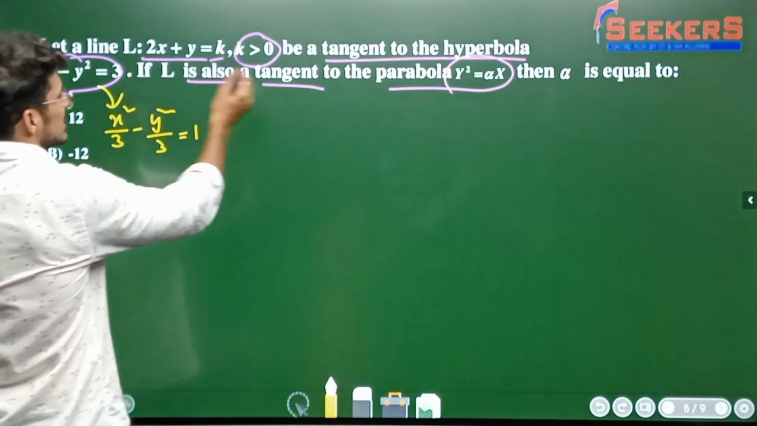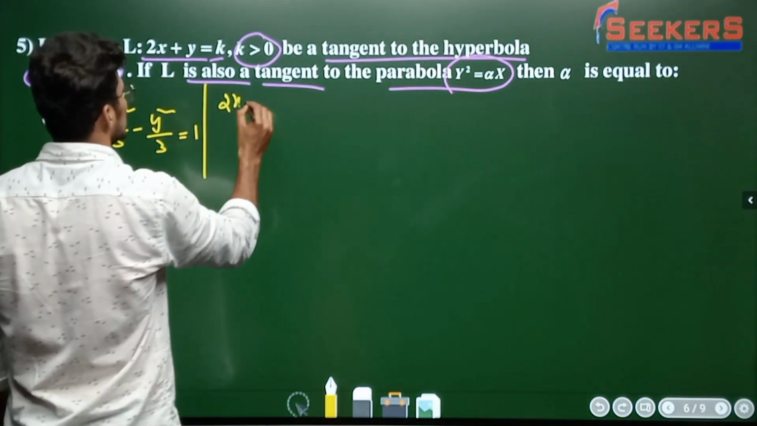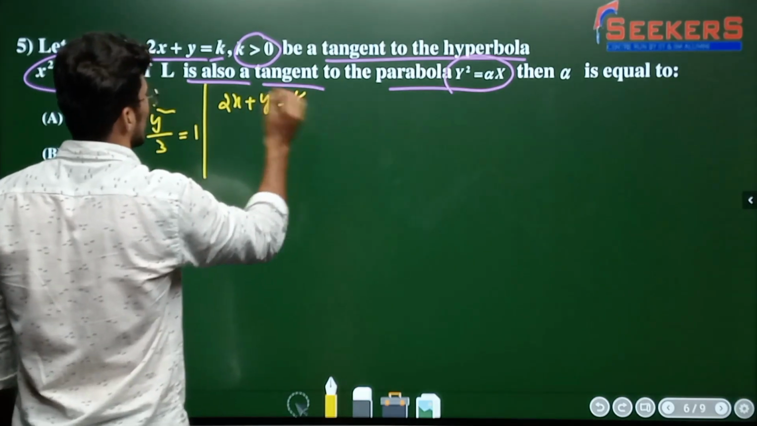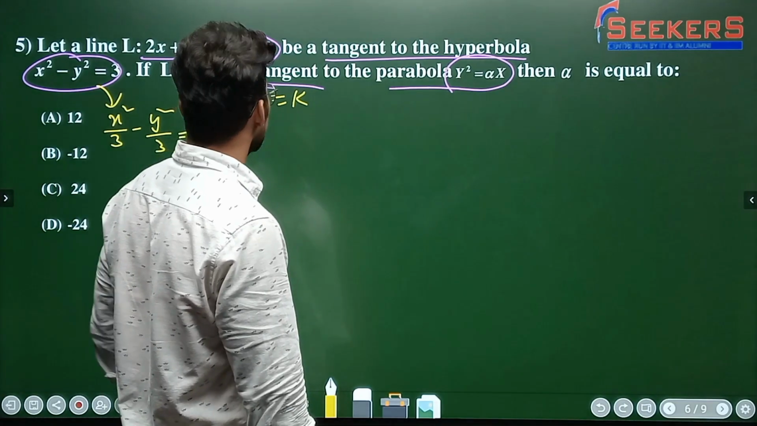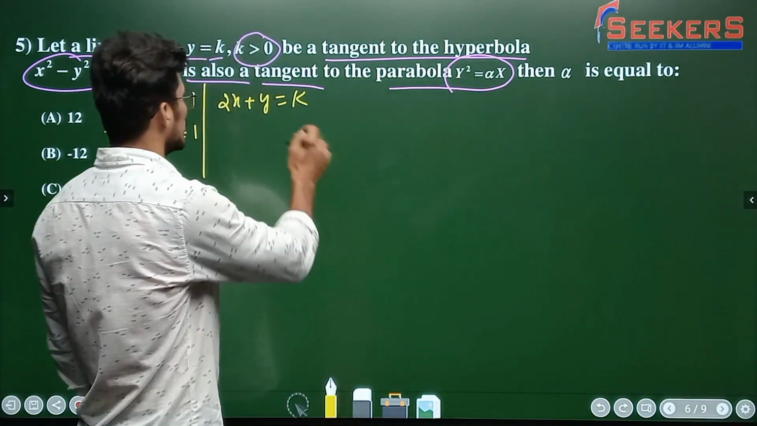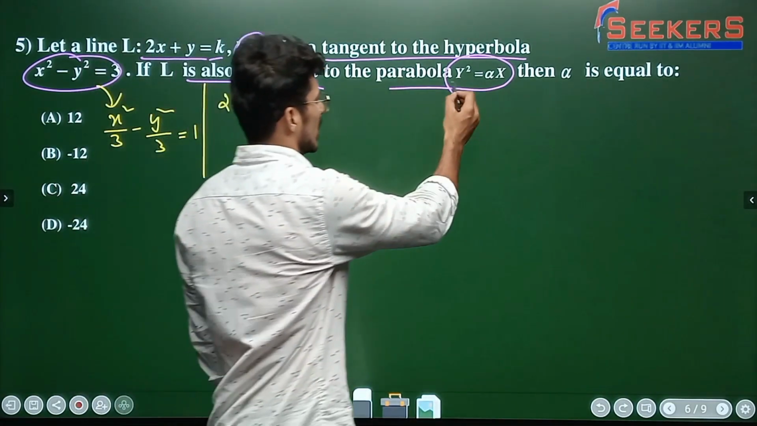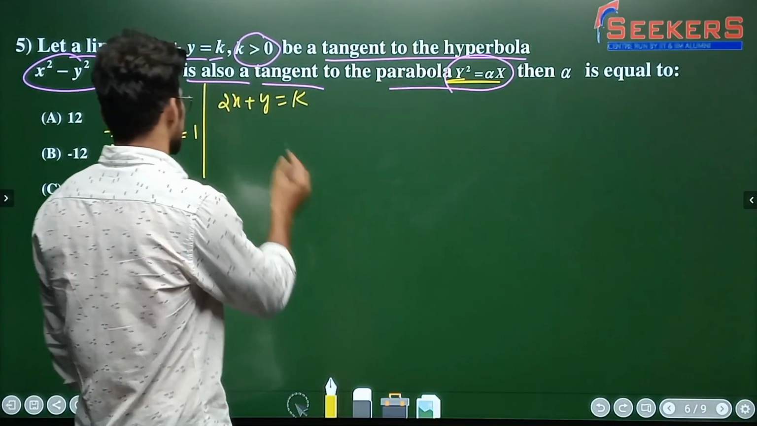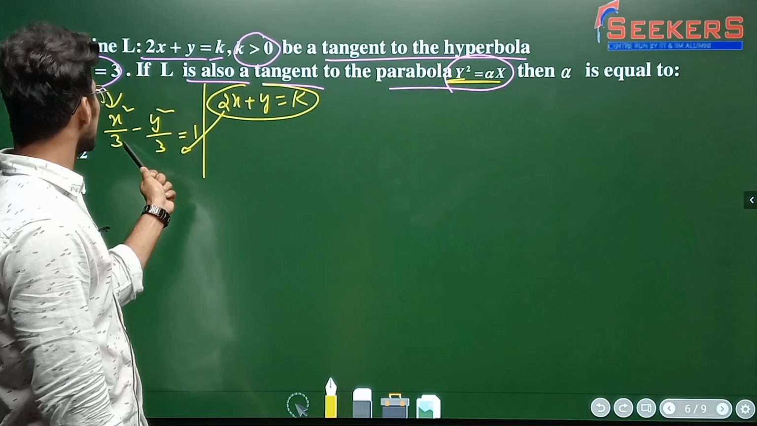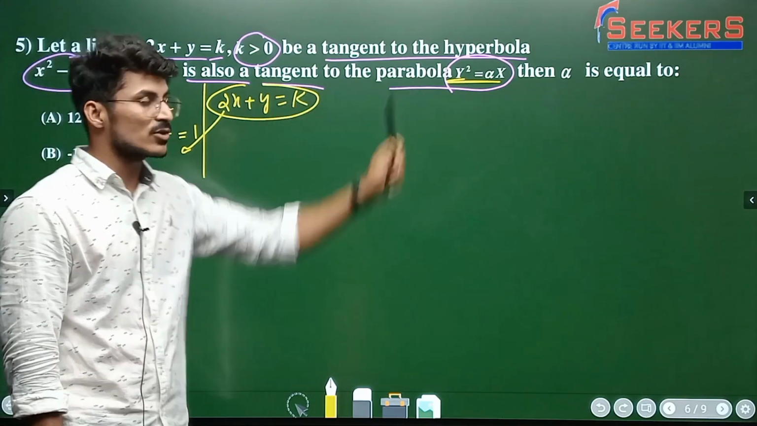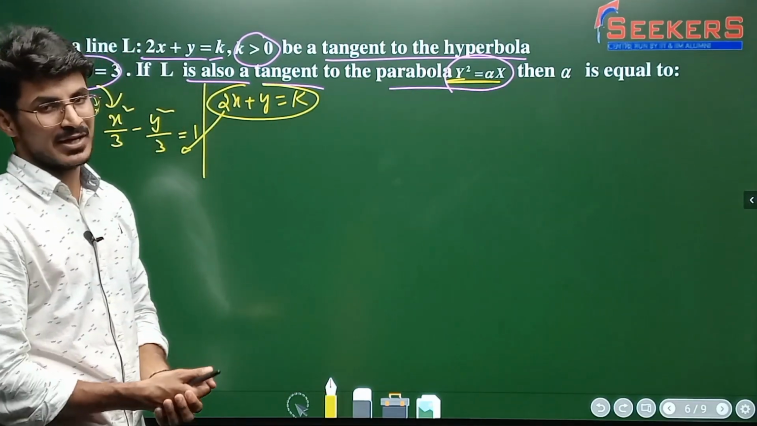So this line is a tangent. So 2x plus y is equal to k. This is a tangent to the hyperbola. L is also tangent to the parabola given. So here this is a tangent to what? This is a tangent to the hyperbola given, and this line is also tangent to the parabola given. So again, same common tangent concept only.